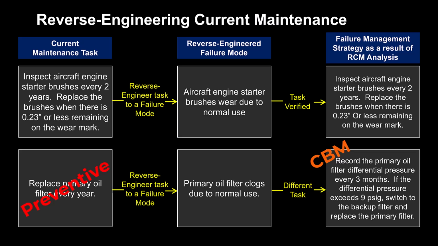Instead of replacing the primary oil filter every year, they recommend recording the primary oil filter differential pressure every 3 months, and if the differential pressure exceeds 9 psig, switch to the backup filter and replace the primary filter. In these 2 simple examples, we've demonstrated 2 different changes as a result of RCM analysis. We've verified a task, and we've issued a completely different task.